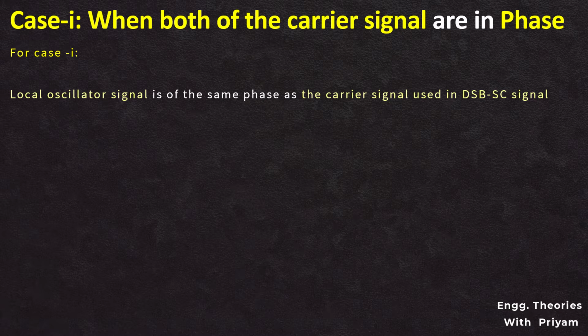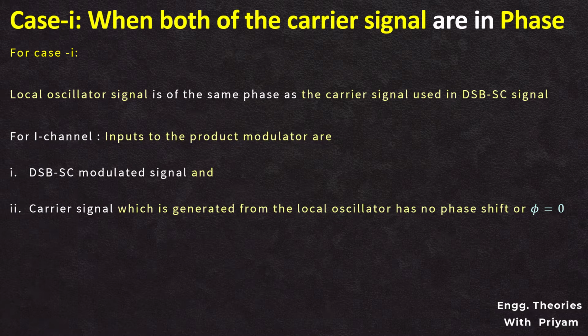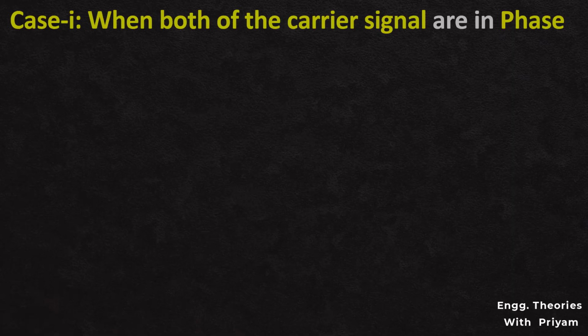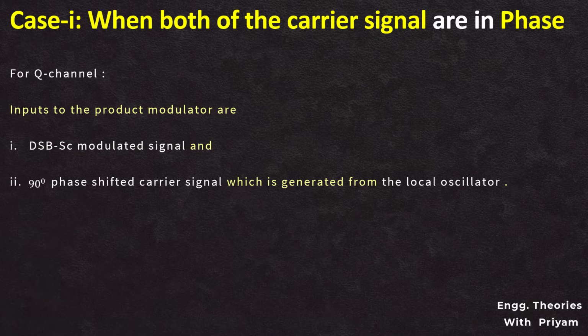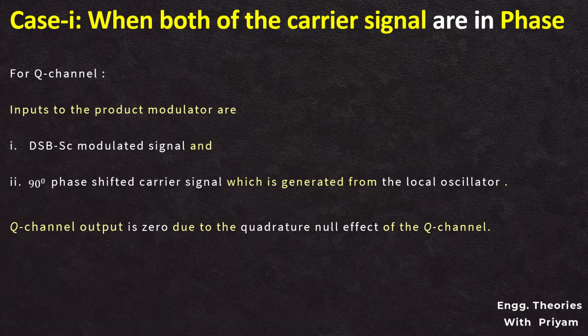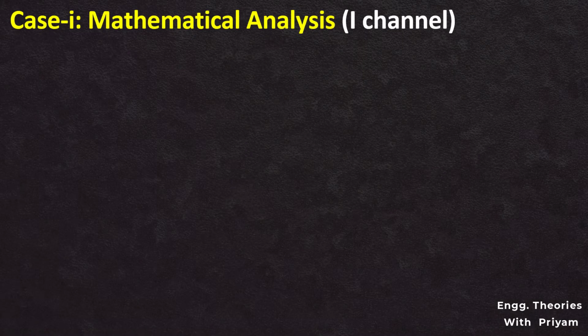For the I-channel, inputs to the product modulator are the DSB-SC modulated signal and the carrier signal generated from the local oscillator. The I-channel output contains the desired demodulated signal. For the Q-channel, inputs to the product modulator are the DSB-SC modulated signal and the 90 degree phase shifted carrier signal generated by the local oscillator. The Q-channel output is 0 due to the quadrature null effect of the Q-channel. And we get the desired demodulated output as there is a phase difference between the output signals from the two channels. Let's see the mathematical analysis for case 1 of the Costas loop receiver.